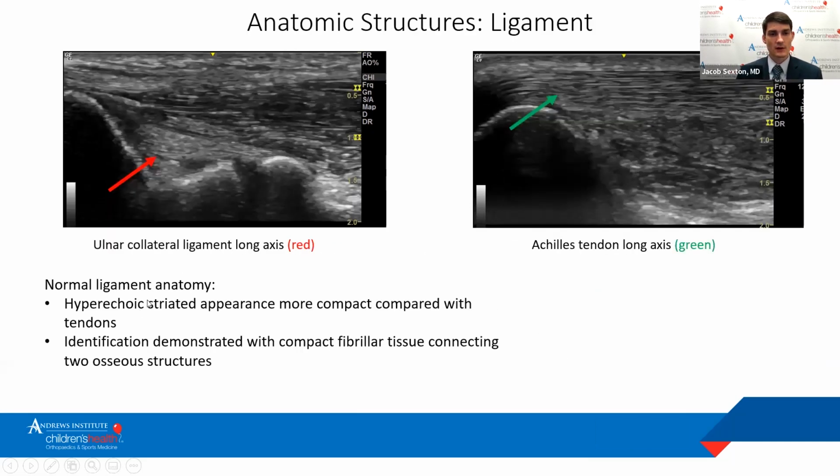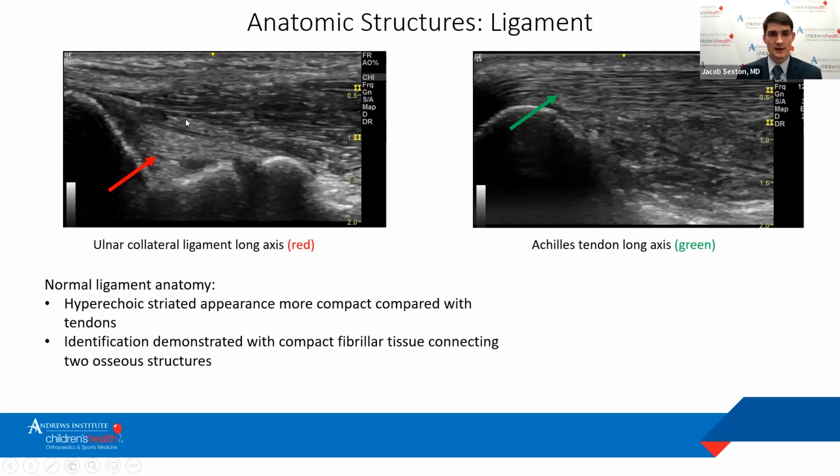Ligaments are more hyperechoic than tendons, and that's because they have less of that endotendineum septae. They have fewer vascular and neural elements that can be seen on ultrasound compared to tendon structures. So it's going to have a similar appearance to a tendon, but more compact. And whenever you start practicing, you know you're on a ligament when you have a nice compact fibrillar structure connecting two bony surfaces, because that's what ligaments function for.